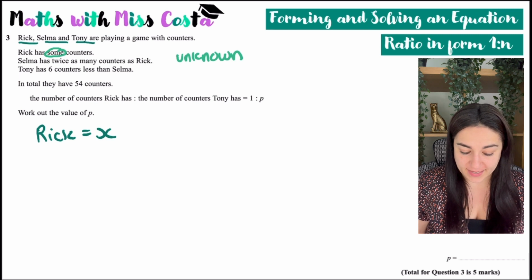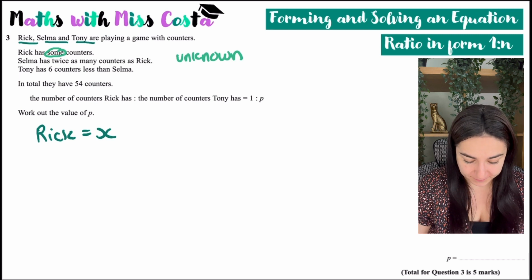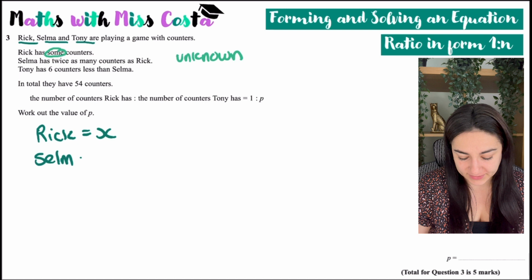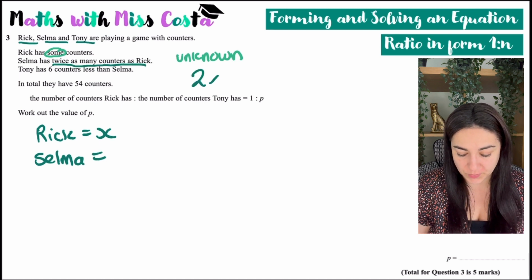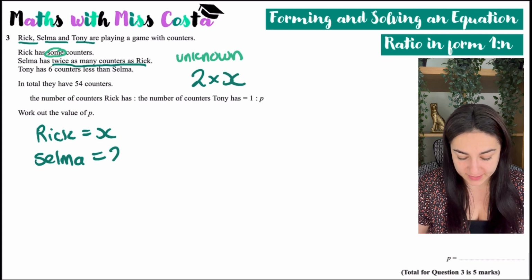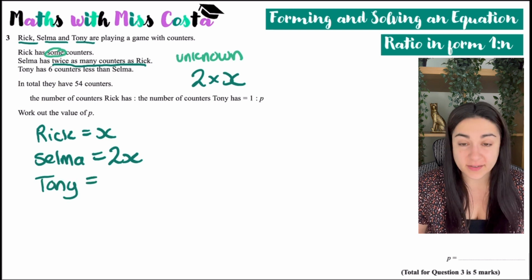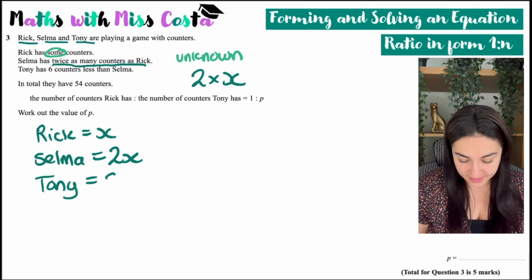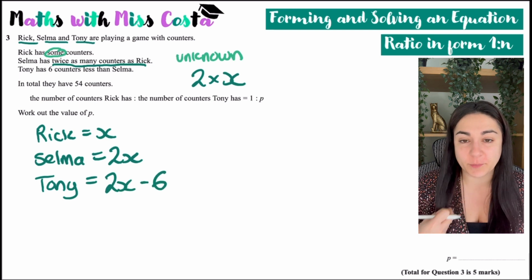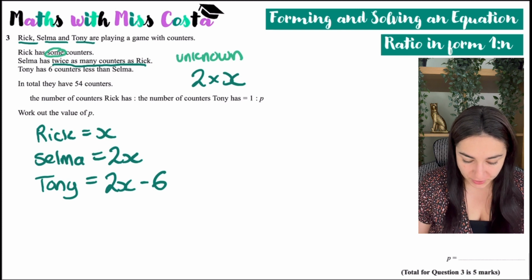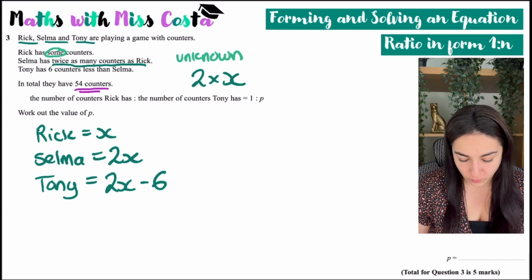So Rick has some counters, which we're going to call X. Selma has twice as many counters as Rick. So she has 2 times whatever Rick has. So that would simplify to 2X. And then Tony has 6 counters less than Selma. So Selma has 2X, and Tony has 6 less than that, so I'm going to subtract 6 from whatever Selma has. In total, they have 54 counters.